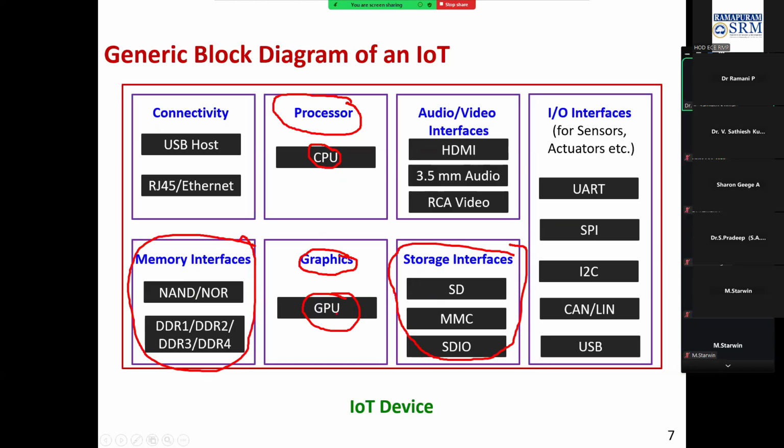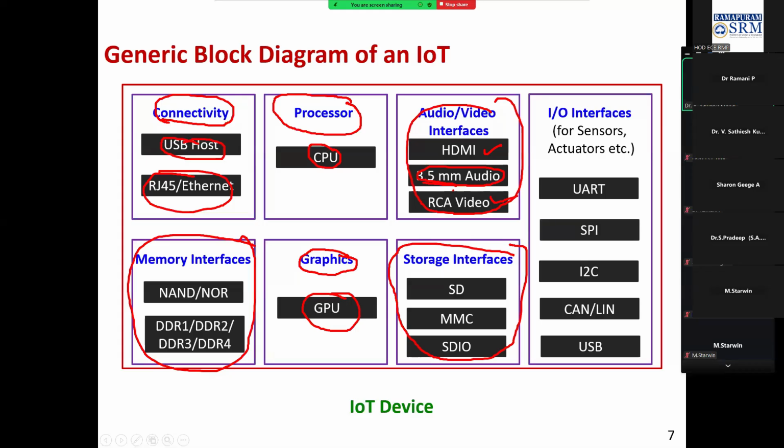If I want to transfer this data to another node in a network, or I want to transfer this data into the internet, we will need connectivity. The connectivity can be in terms of a USB host or using Ethernet, or we can use Wi-Fi, WiMAX, etc. We can have different connectivity and thereby send the data. If we want to work with audio and video, then the corresponding interfaces are also required. For video, HDMI support and RCA video. For audio, we can use a 3.5 mm audio jack, which can be connected to the device.